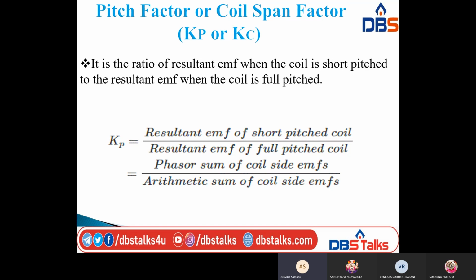Here I am giving the condition like Kp is equal to the resultant EMF of short pitched coil by the resultant EMF of full pitched coil, and this is equal to the phasor sum of coil side EMFs by the arithmetic sum of coil side EMFs. The phasor sum of coil side EMFs is nothing but the resultant EMF of short pitched coil, divided by the arithmetic sum of coil side EMFs, which is equal to the resultant EMF of full pitched coil. So this is the definition for pitch factor or coil span factor. And now I am going to derive the formula for pitch factor, that is cos alpha by 2.